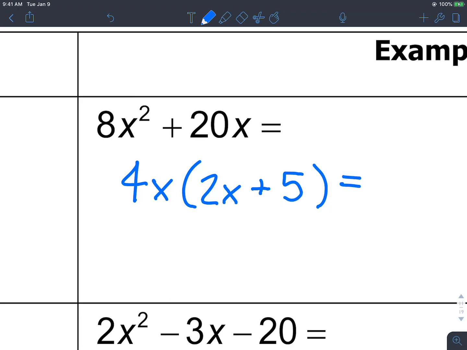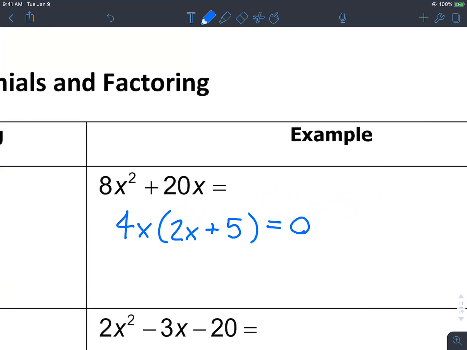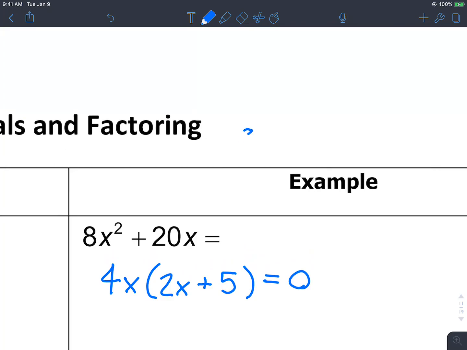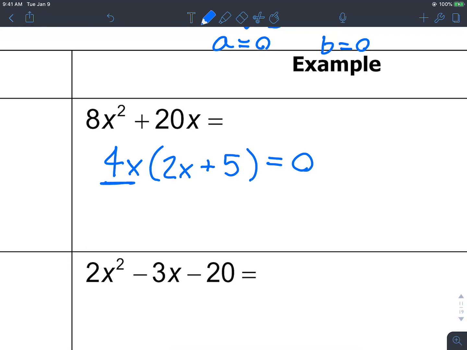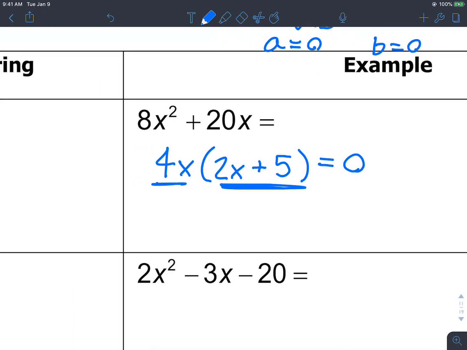And then the whole idea with factoring, I think we even talked about this a few units ago, is if you have something times something else equals 0, either the first thing equals 0 or the second thing equals 0. So what does that mean in this context? Here are your two things that are being multiplied, so either 4x equals 0 or 2x plus 5 equals 0. And then from there, solve individually for x.